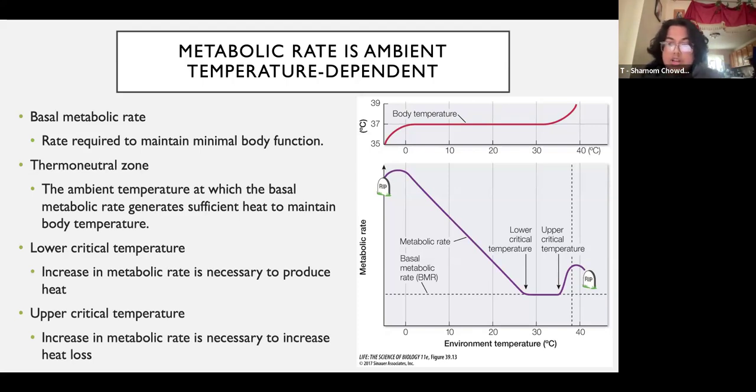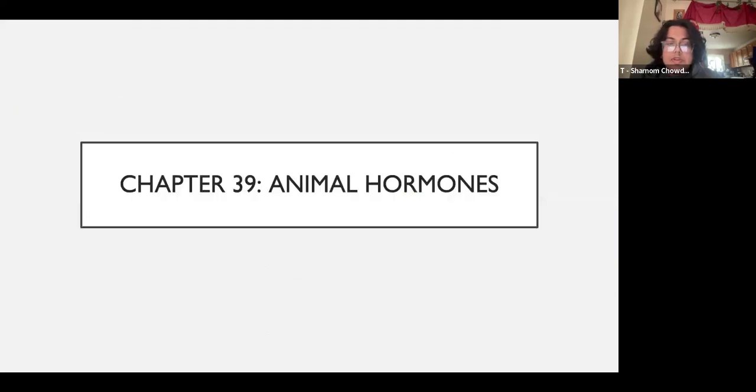So obviously, the lower the temperature, the higher the metabolic rate necessary to produce heat, because you want your internal body to get hotter. And then the opposite is also true. If you go above the upper critical temperature, then you want your body to increase the metabolic rate, but in the opposite direction, in order to increase heat loss. So you'd start sweating, etc. Start trying to release heat as much as possible. So that was chapter 38.